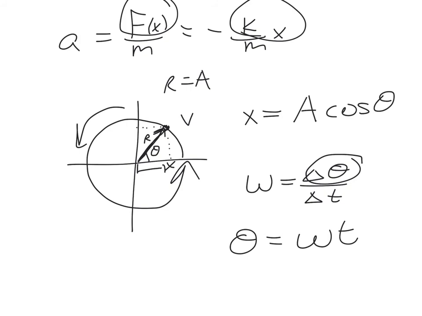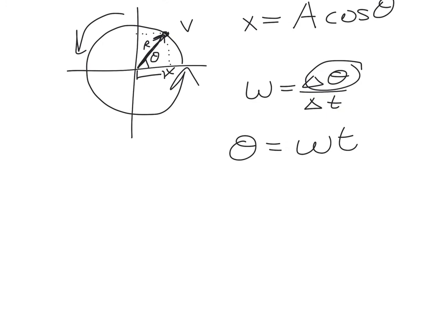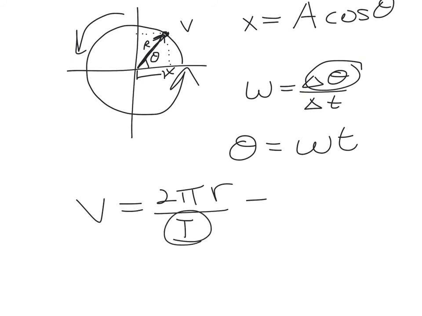Let's talk about this part of circles. If you go around a circle, your velocity is 2 pi r, that's the distance you travel, divided by a period. That's the time you travel. Well, a period is just going to be 1 over frequency. So I can also say that the velocity around the edge of the circle is 2 pi r times a frequency.